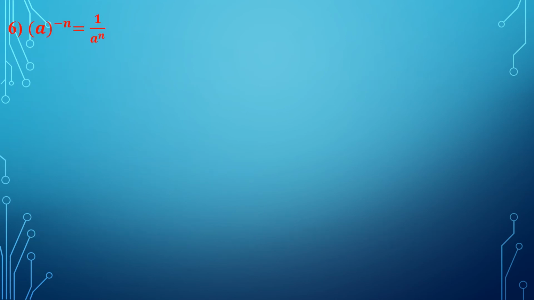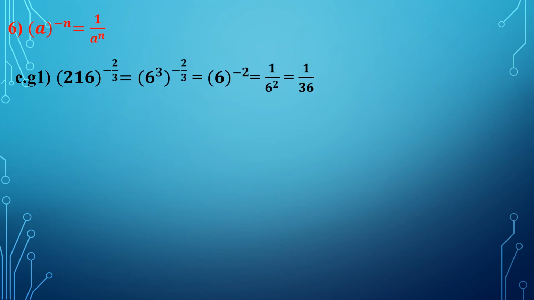Sixth law of indices. a raised to minus n is equal to 1 upon a raised to n. Whenever the power is negative, take the reciprocal to make the power positive. We have seen this in the earlier places where we were getting power negative. Let us understand this through an example.